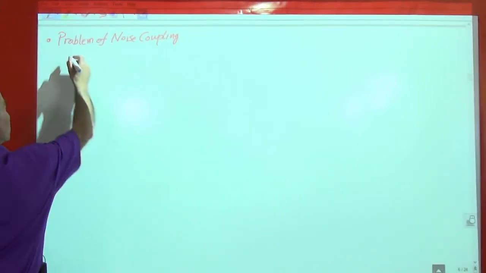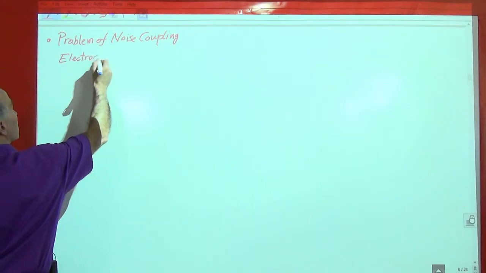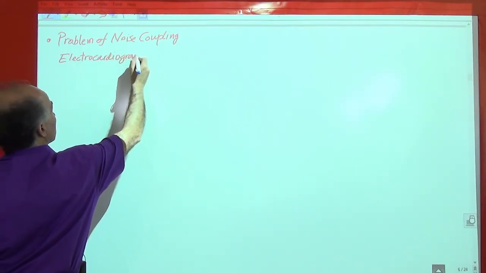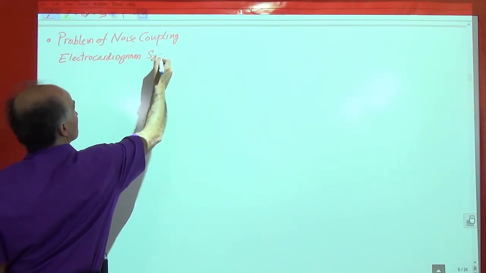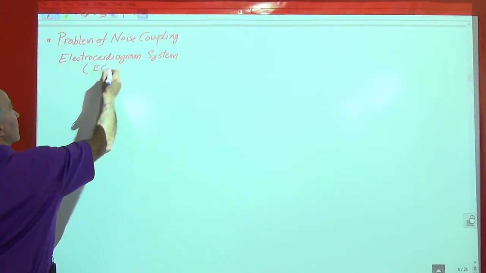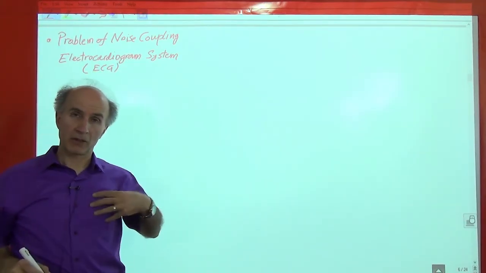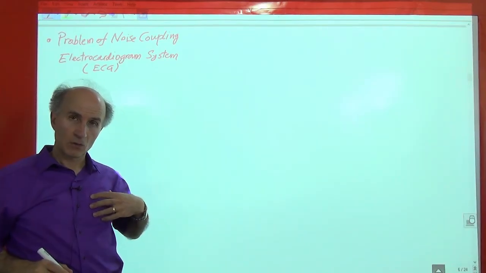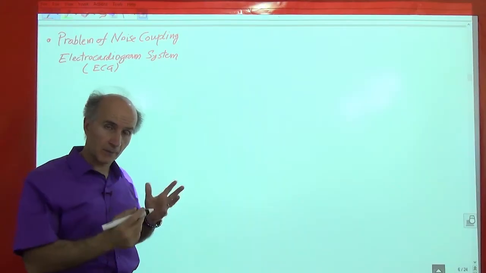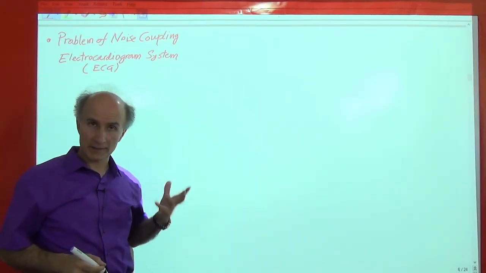All right, so you're familiar with the electrocardiogram system. This is what we call ECG. This system measures our heart activity, right? So the electronics of the system is actually quite interesting, and we would like to just get a glimpse of that. So how do we measure the heart activity, the heart rate, etc.?